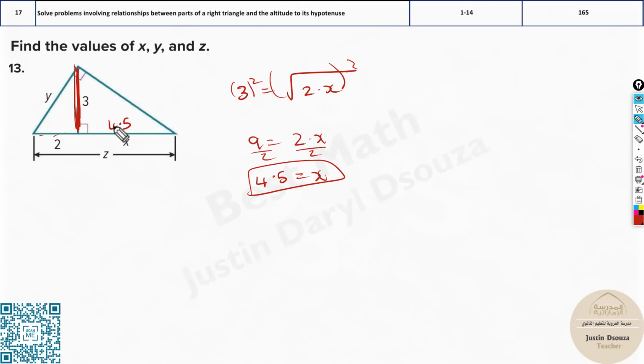So now what is z value? 4.5 plus 2 is 6.5 here. And now once I know all these, can I find y? Yes, y will be this side and the total side, right? y is equal to square root of 2 multiplied by z, which is 6.5. You will get the answer. So that's how we solve it.